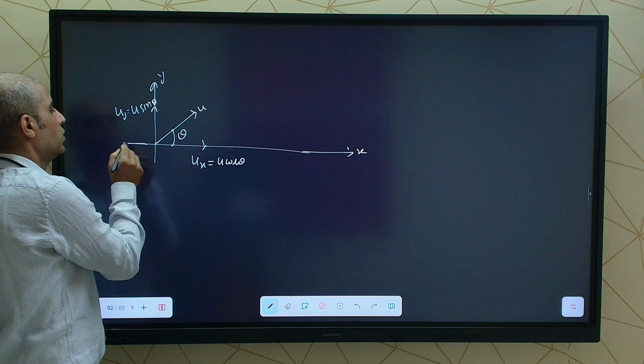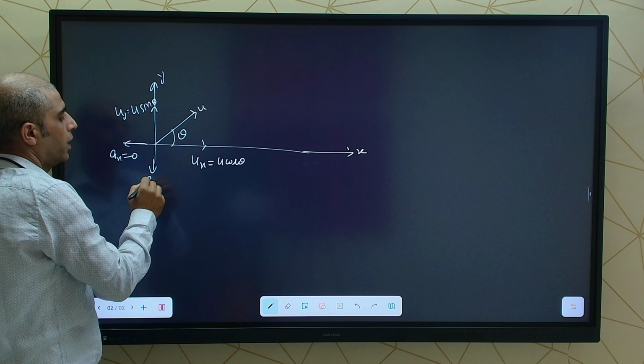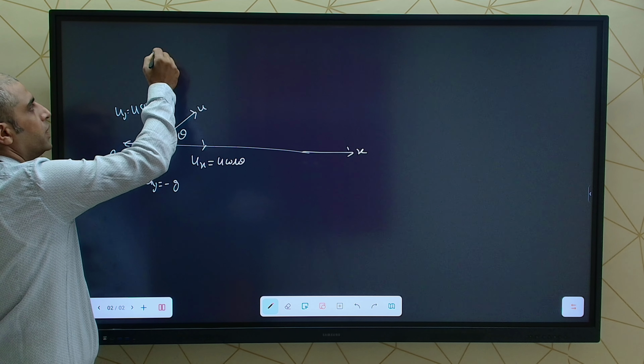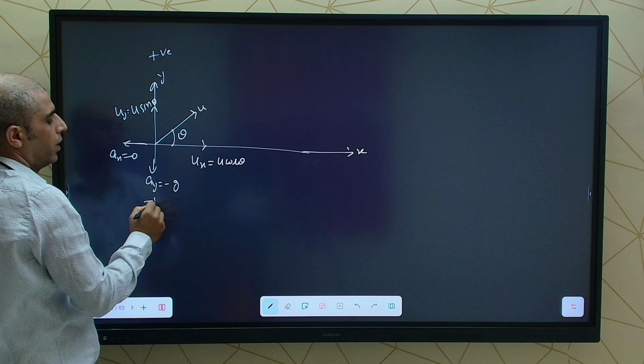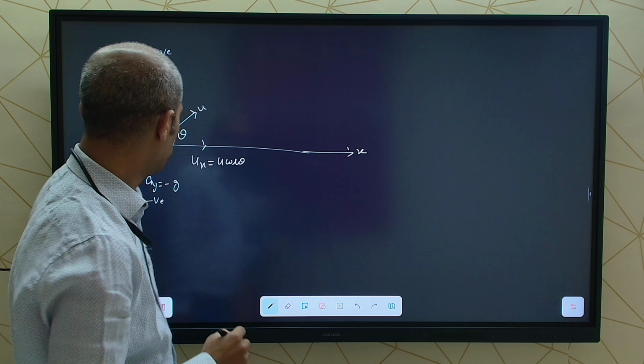And the acceleration due to gravity along the x-axis is 0. The acceleration due to gravity along the y-axis is minus g, because I have taken up as positive, so down I have to take as negative. I have to follow the proper sign convention.